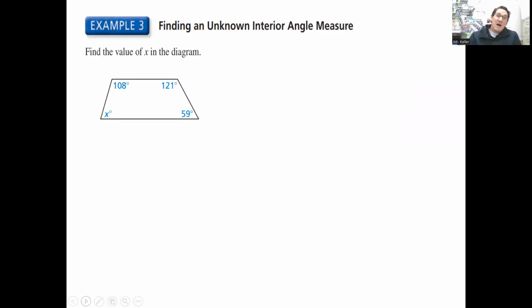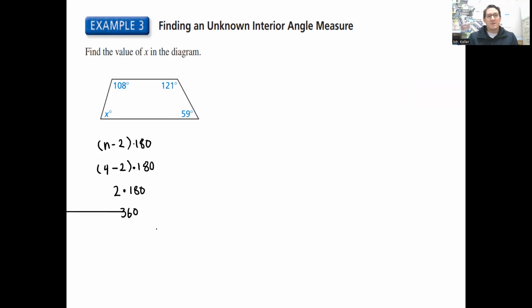Skipping ahead, we're going to find the unknown angle here. First thing we need to do is figure out what all these angles add up to. There are 4 angles here, so I'm going to do (n - 2) times 180. It's 4 sides, so n is 4. 4 minus 2 is 2, times 180 is 360.